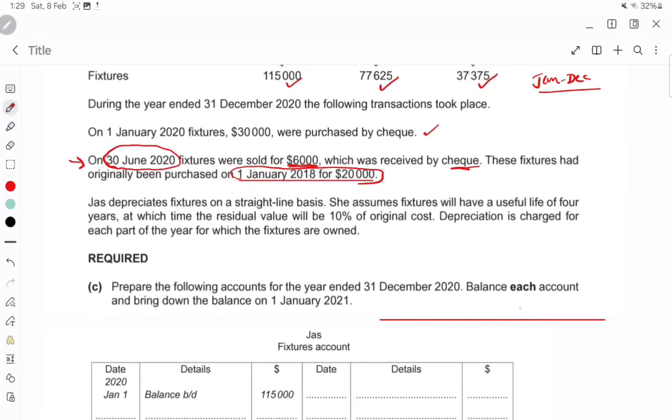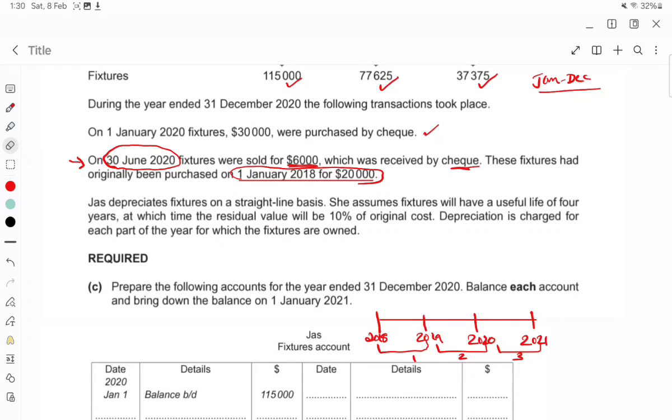I'm just drawing a timeline. So 2018 January, then 2019, 2020, up to 2021. So this is the first financial year, 2018-19, 2019-20, and 2021. So first year, second year, third year. Now we can calculate the amount of depreciation. So this is the first procedure: to identify the financial year.